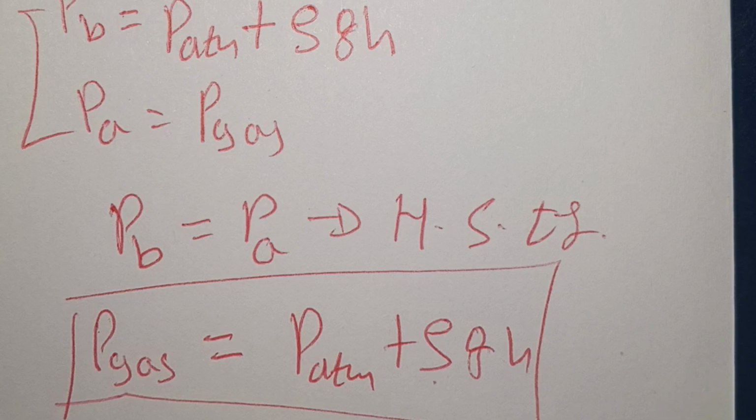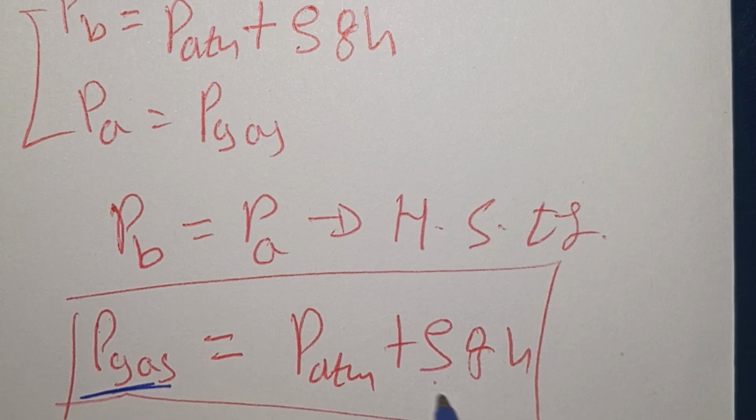So let's see each alternative of the question. Alternative A says that the pressure at the surface of the open-end manometer is the same as the gas pressure in the closed tube. This is completely false, because when we use the open-end manometer, the pressure of the gas is not equal to the atmospheric pressure only.